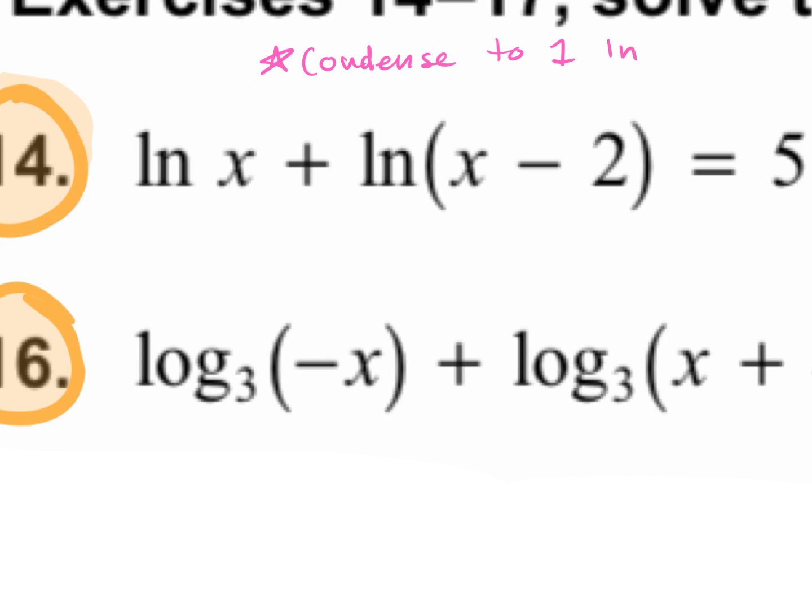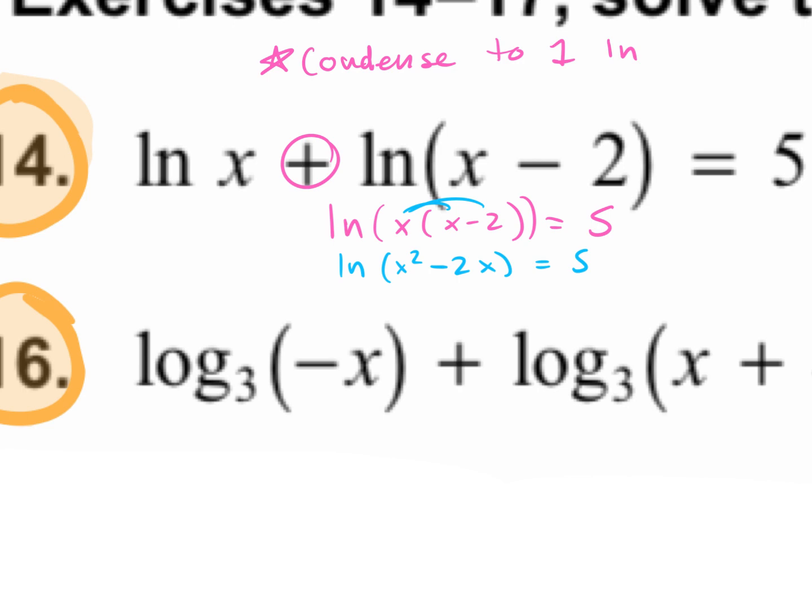Condense to one ln, we could say. How do I condense when I'm adding? Multiply. So the ln of x times x minus 2 is equal to 5. What can we do next? I can distribute. So the ln of x squared minus 2x is equal to 5.